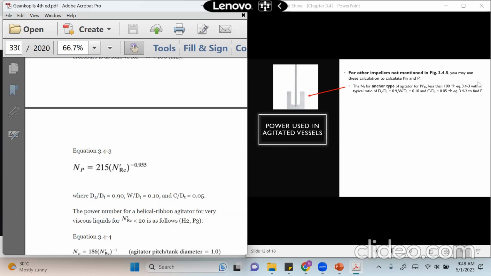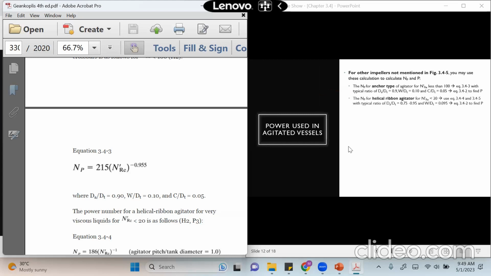But you have to make sure as well the typical ratios are met. If the typical ratios are not met, you cannot also use this equation. So the NRE agitation must be less than 100. The typical ratios must be met. Then you can use equation 3. Once you find the NP number, then you can find the P using equation 2: P equals NP times density times n to the power of 3 times dA to the power of 5.